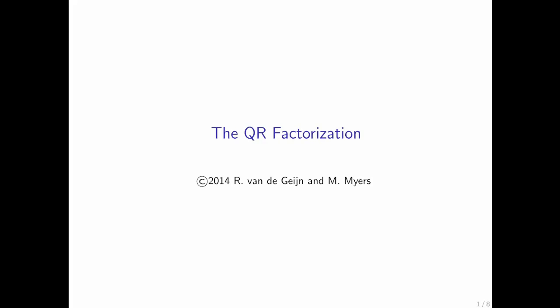We saw the LU factorization in week 6. We then modified that to become the LU factorization with partial pivoting in week 7. And in the enrichment for week 8, we talked about the Cholesky factorization. What we're going to talk about next is the third important factorization, and it's called the QR factorization.